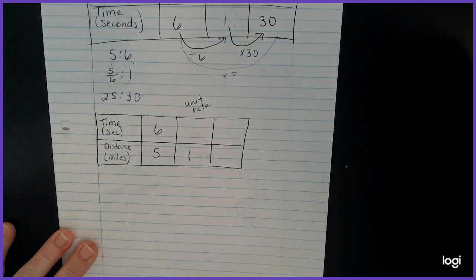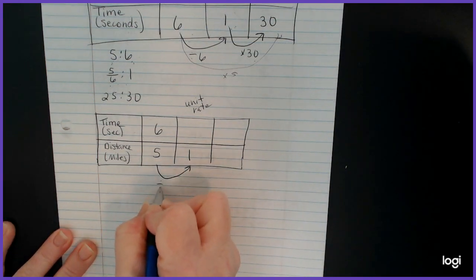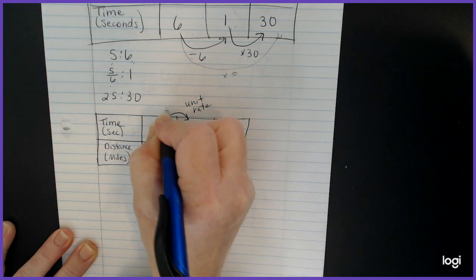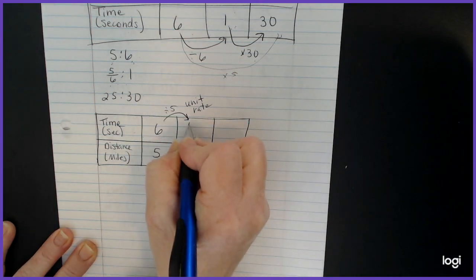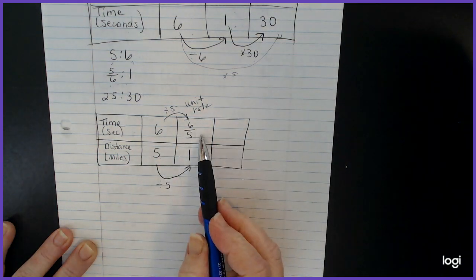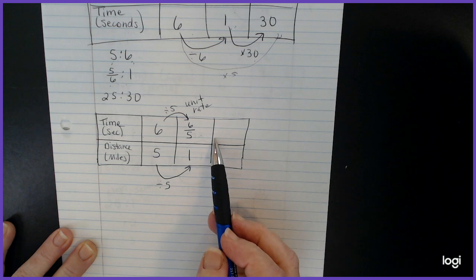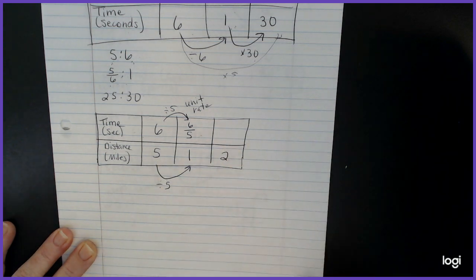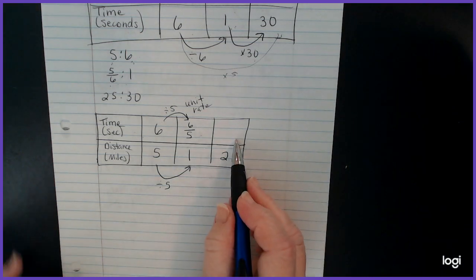All right, well, in order to go from 5 to 1, we divided by 5 here, which means we're going to do the exact same thing up here, and we're going to write it like this, 6 divided by 5. What if I wanted to know how many seconds it takes the space junk to travel 2 miles? What would my answer here be?